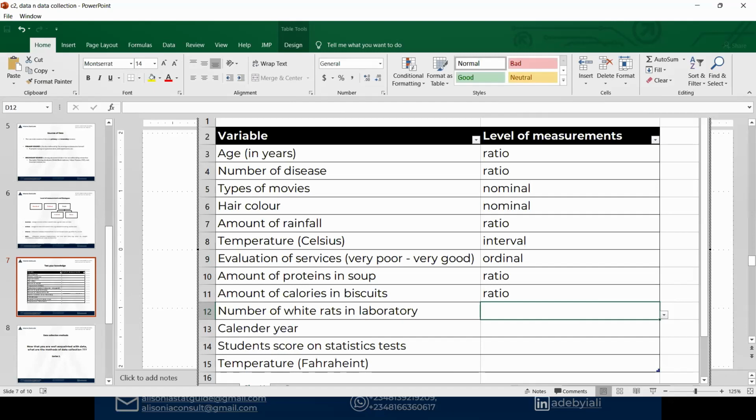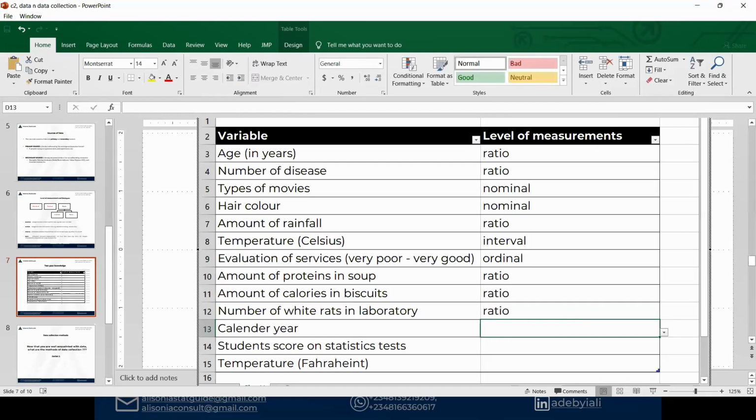Interval. Number of white rats in a laboratory. Interval. This one can be ratio as well. It is discrete, and if we go to the laboratory and find no rat, I found no rat there, so we have 0 there. So it is ratio. Thank you.